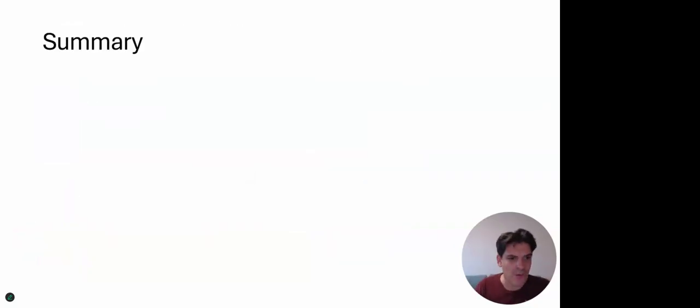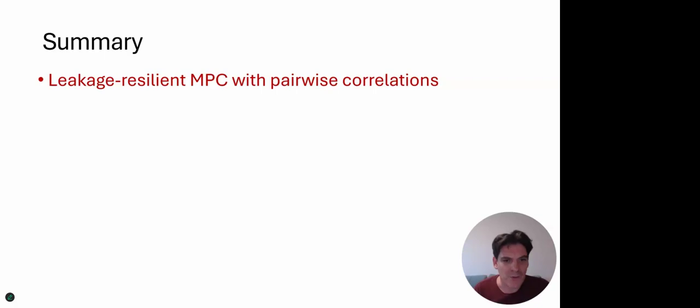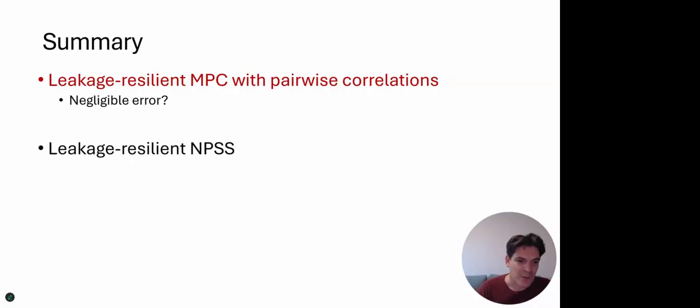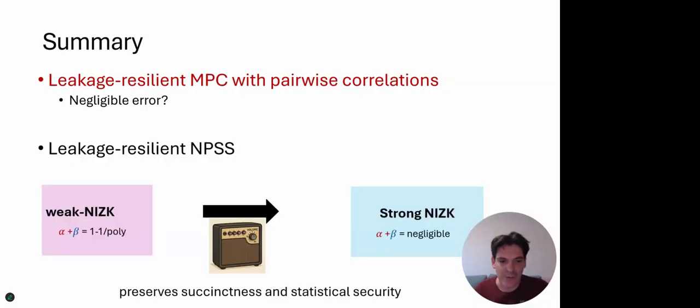So let me conclude. We showed that leakage resilient MPC can be realized only with pairwise correlations. And as I mentioned, it will be nice to get here a negligible error. We presented this notion of leakage resilient MPSS. I didn't talk about it this much, but you can look at the paper. And finally, we're able to use these tools in order to get an amplifier that goes from weak NISC into strong NISC. And as I mentioned, as a bonus, we preserve the succinctness and statistical security.